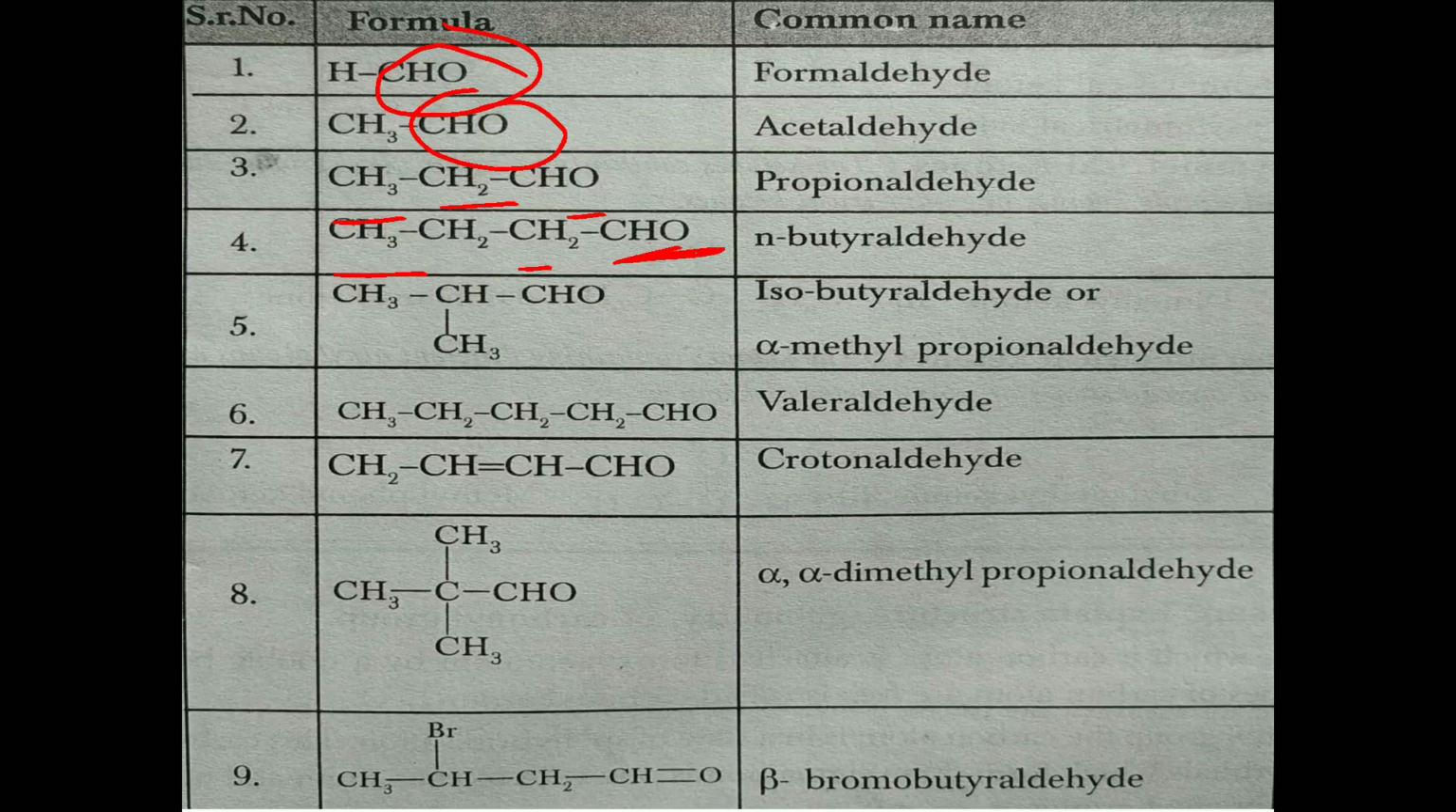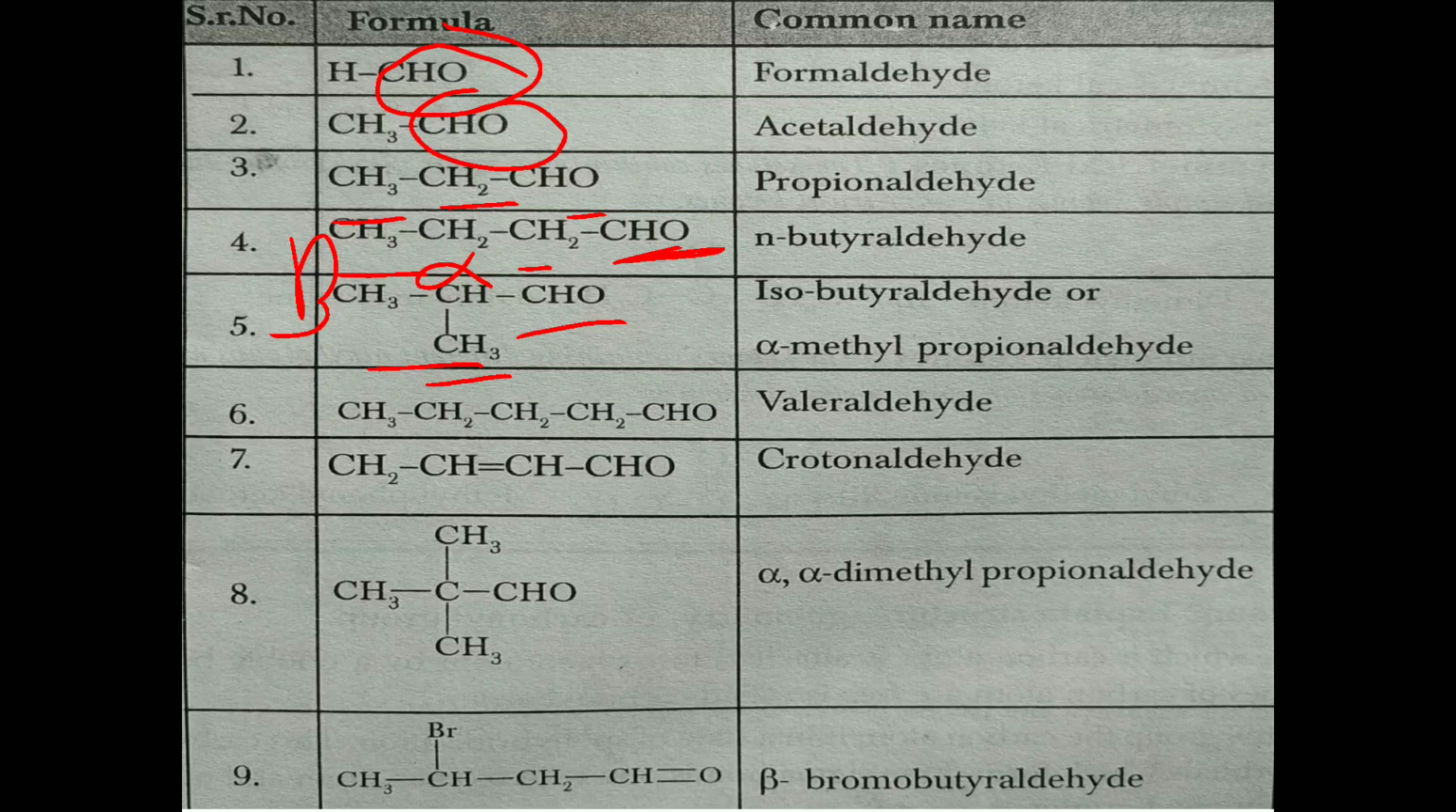In the fifth compound there are 1, 2, 3, 4 carbon atoms, but this carbon is at the iso position, so it is known as isobutyraldehyde. As we saw, when the CHO aldehydic group has an adjacent carbon, it is labeled alpha, and the next is beta. At this alpha carbon atom there is a CH3 group, so the name is alpha methyl propanaldehyde. Next, with 1, 2, 3, 4, 5 carbons, the common name is valeraldehyde, then crotonaldehyde.